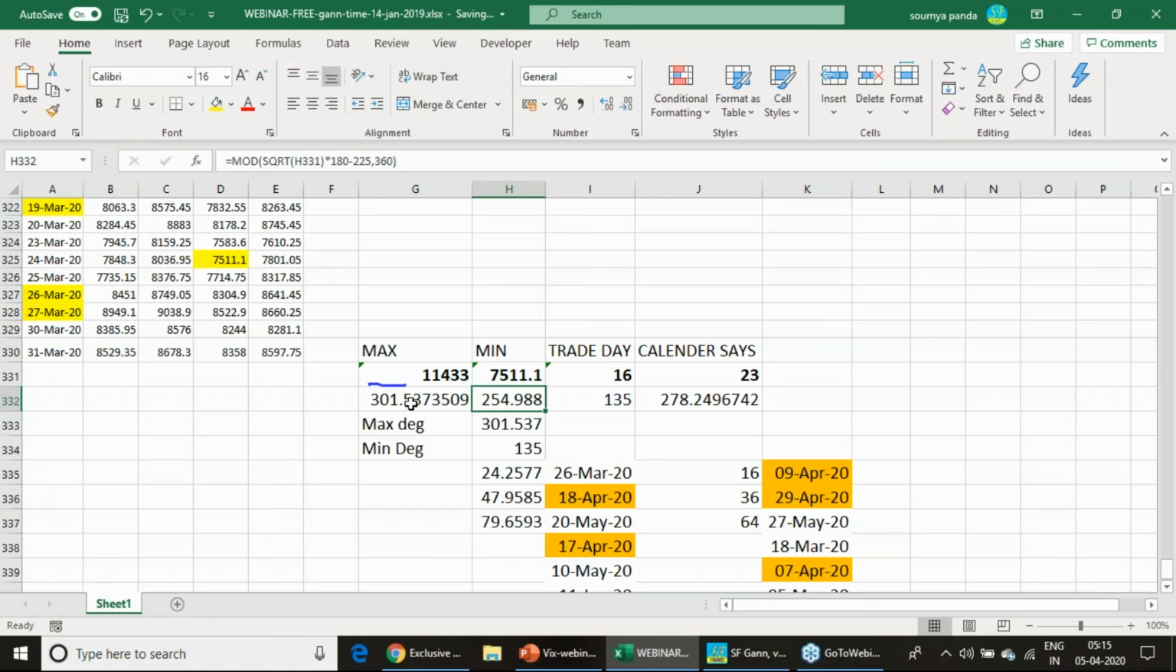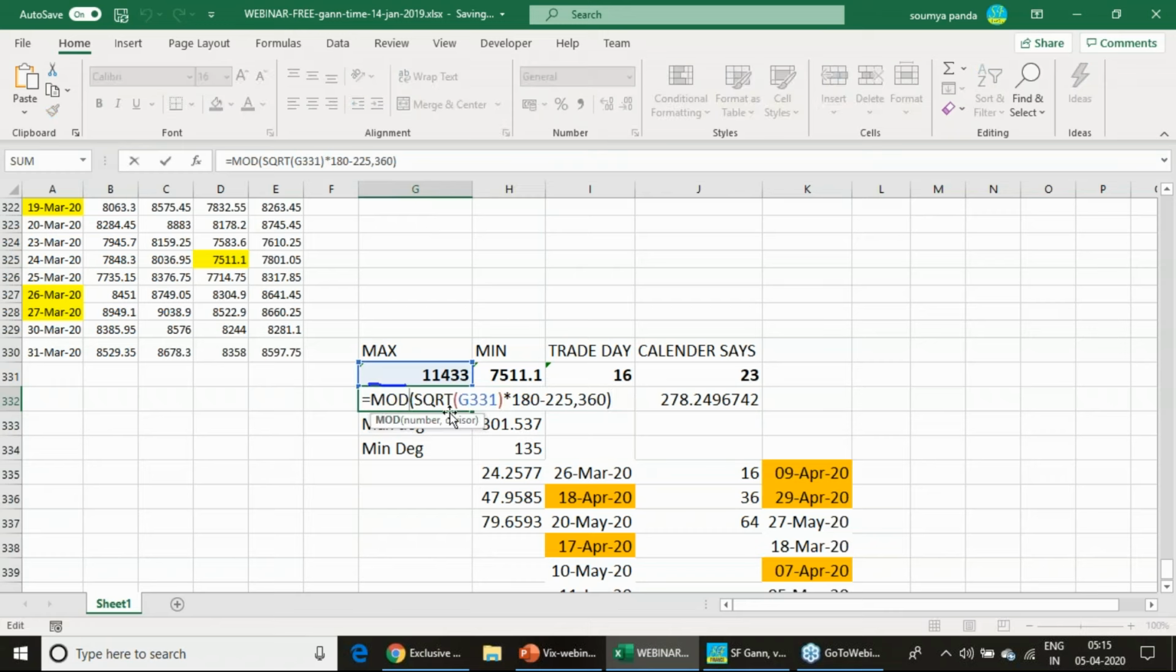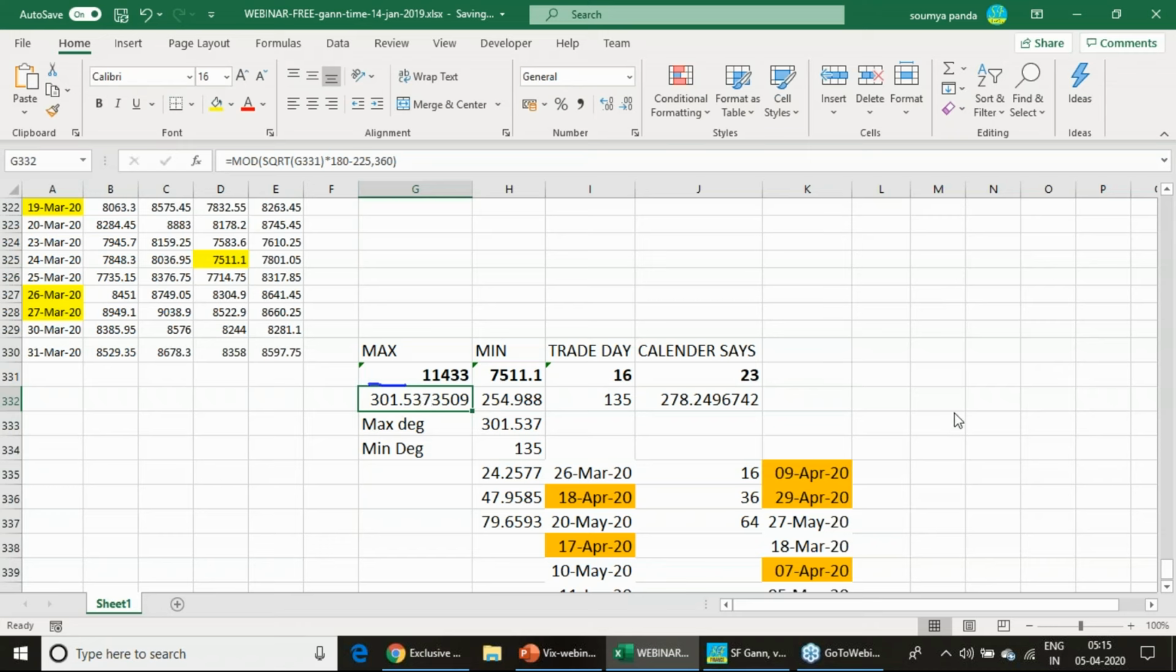After converting to degrees, the formula of the degree conversion is visible here. You can note it down: square root of the number multiplied with 180, minus 225, comma 360. You are using the MOD function of Excel. This is going to give you the degree equivalent of that number.